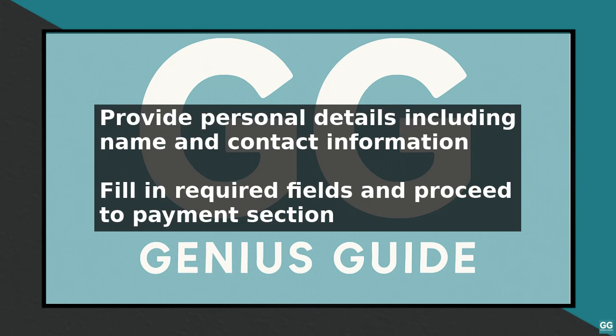In the payment section, select credit card as your payment method and choose your card type, such as Visa or MasterCard. Enter your credit card details, including the card number, expiration date, and security code. Make sure to enter the correct details to avoid any errors. You may also be asked to provide additional information, such as your billing address.